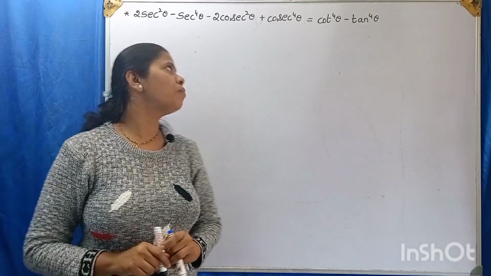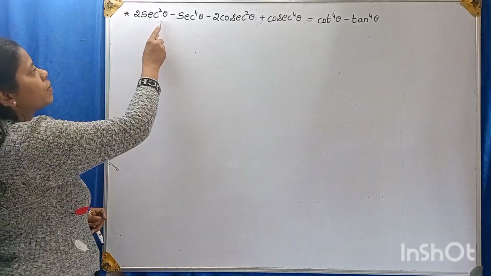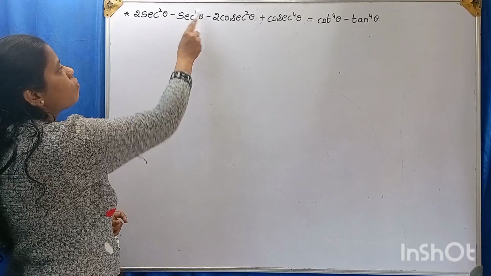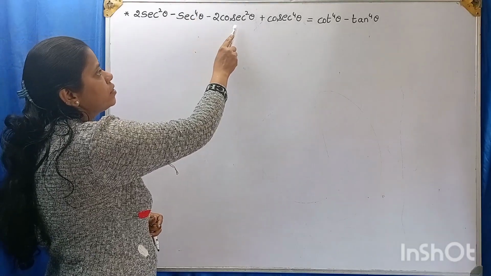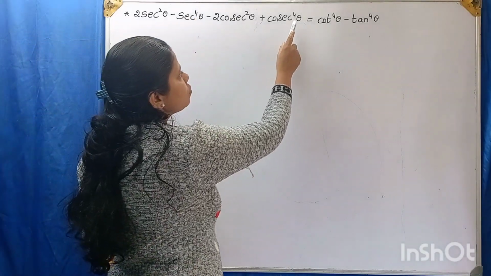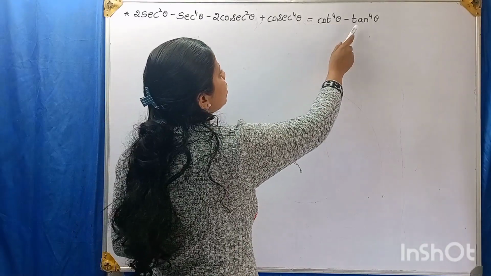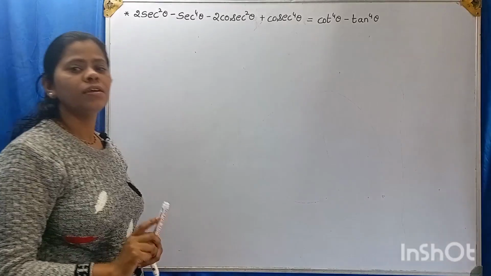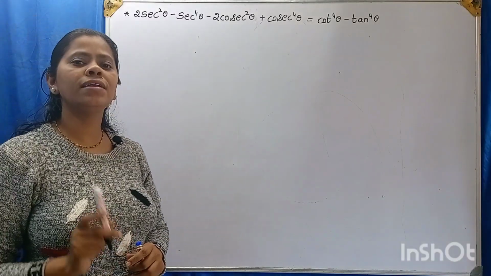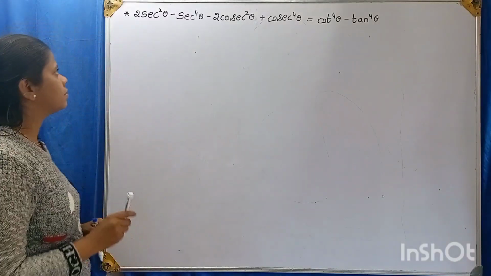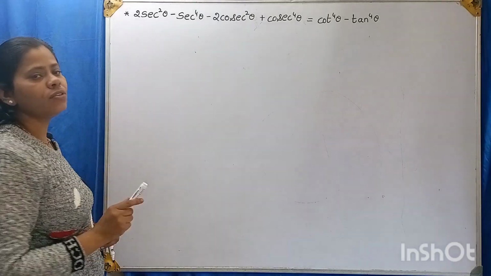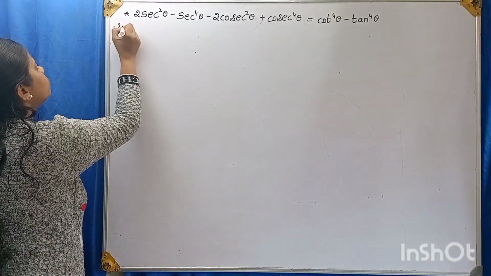Now let's solve this problem. 2 sec²θ − sec⁴θ − 2 cosec²θ + cosec⁴θ = cot⁴θ − tan⁴θ. In this problem, we have to prove that LHS is equal to RHS. First, let me write down the LHS. Solution.